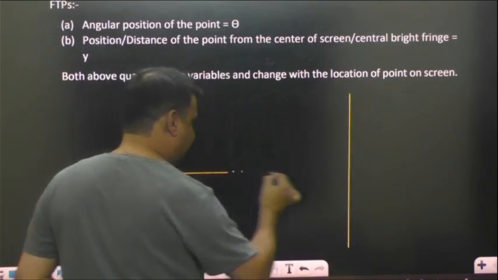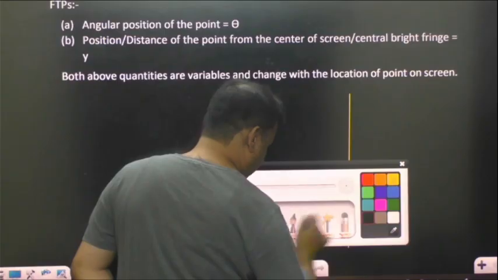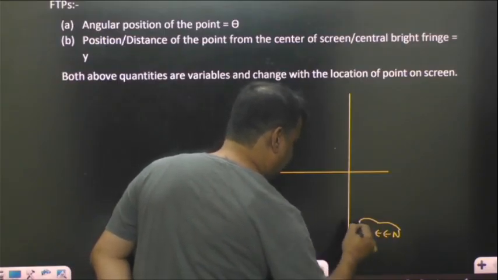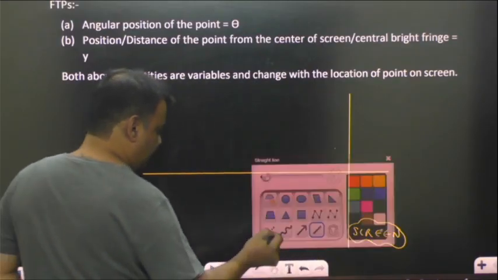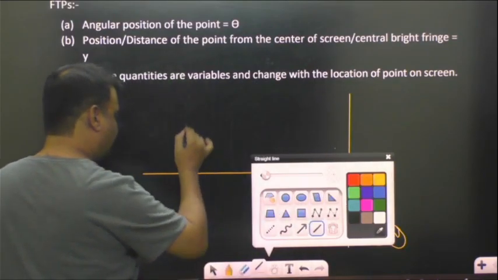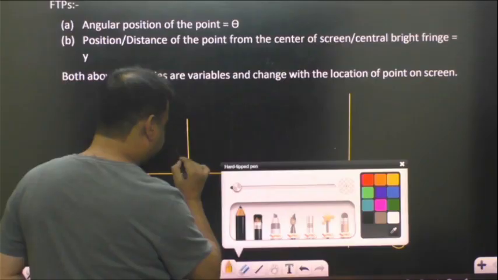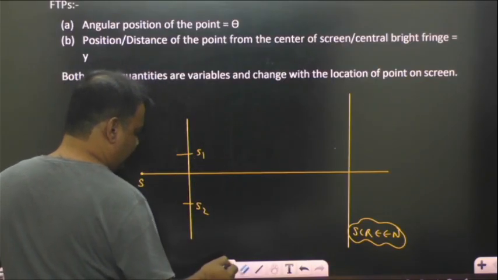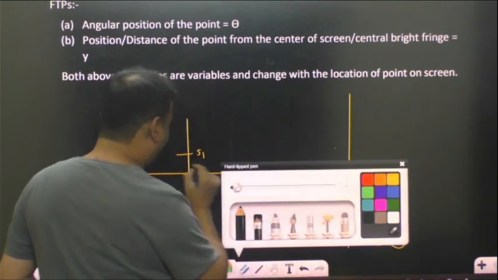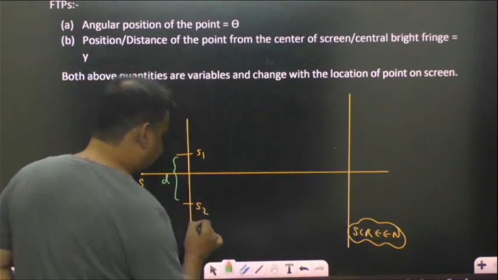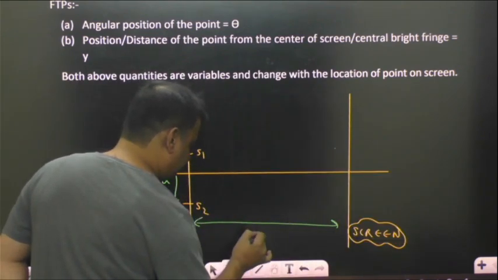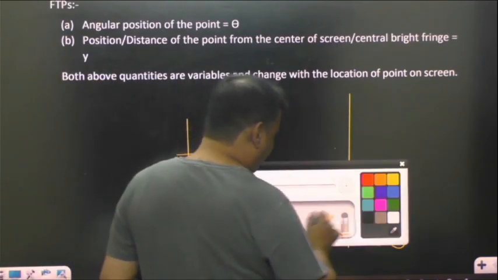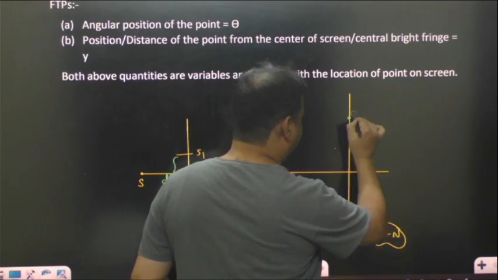So we have the screen over which the fringes or the bands will be formed. Then we have two slits, say S1 and S2, and there is a main source of light. We have seen in the model we have taken small d as the distance between the slits and capital D as the distance between the slits and the screen, remember? Then suppose there is a point P on the screen, any point P.